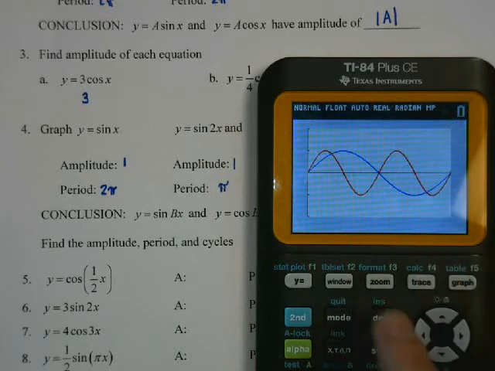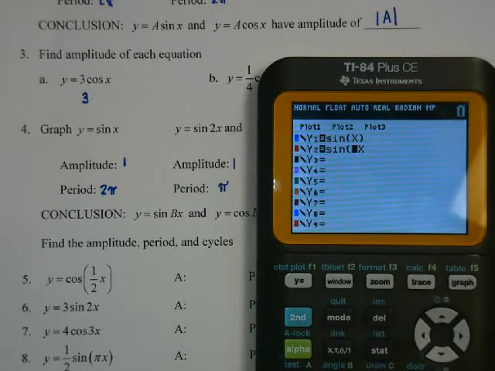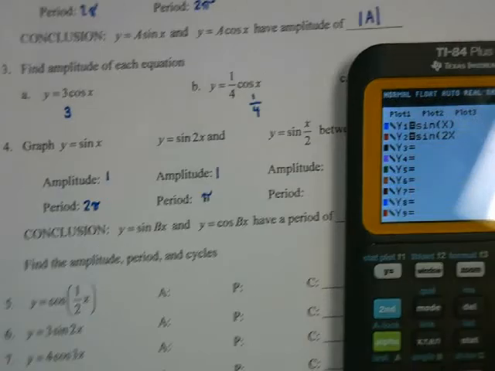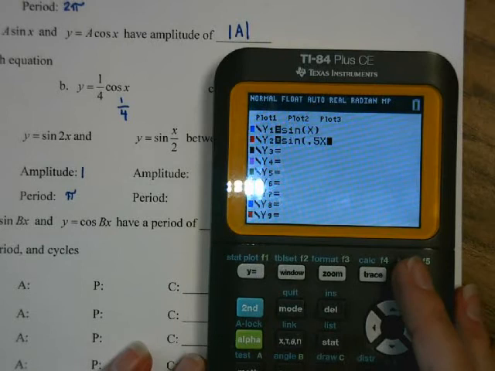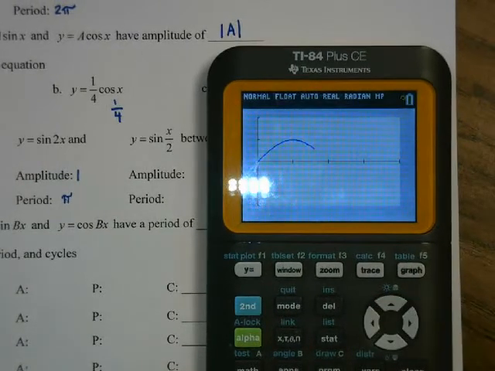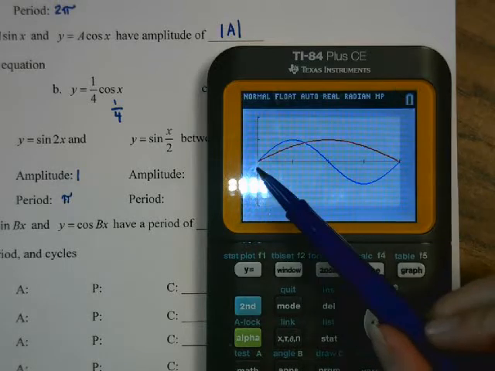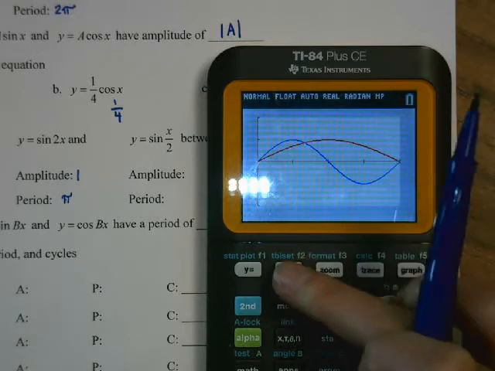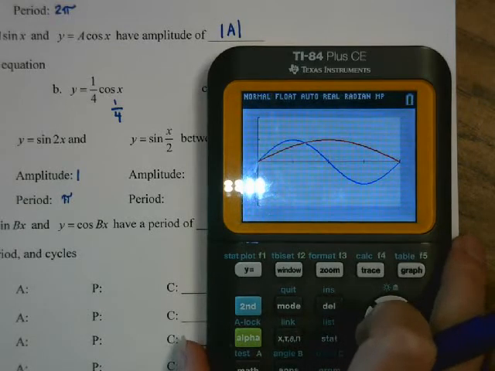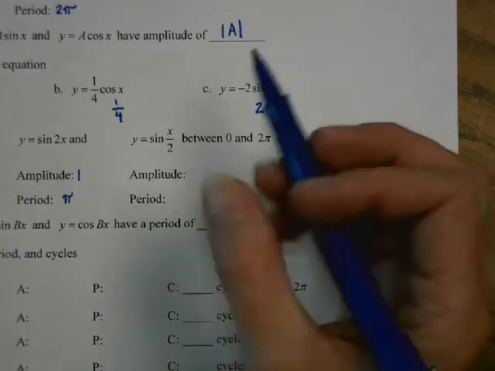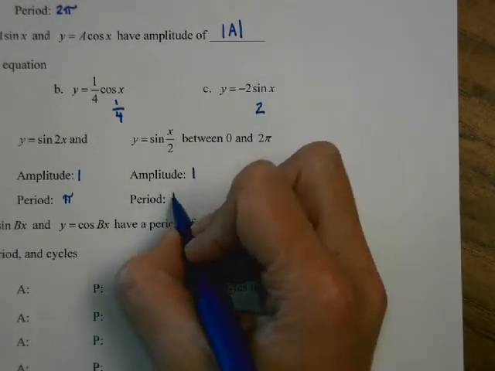Let's go ahead and look at sine of x over 2, or that would just be 0.5x, and graph that one with the sine function. All right, so this one is only completing half of a cycle in this time. So it's going to take 4 pi to complete one full cycle. Amplitude is still 1, but our period is 4 pi.